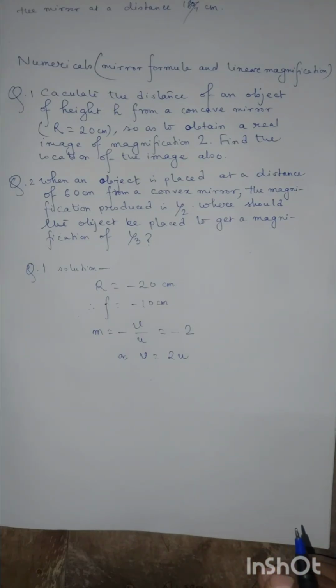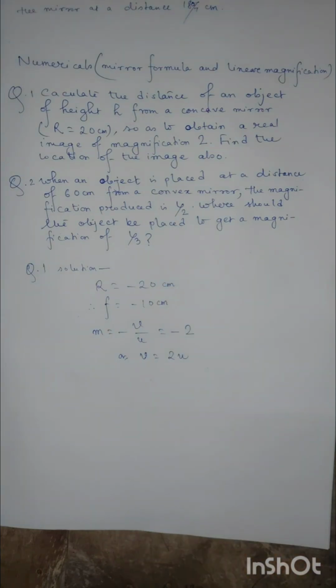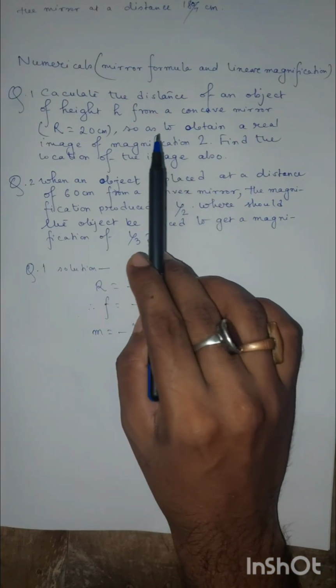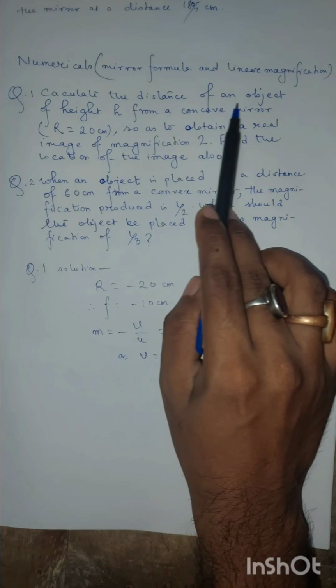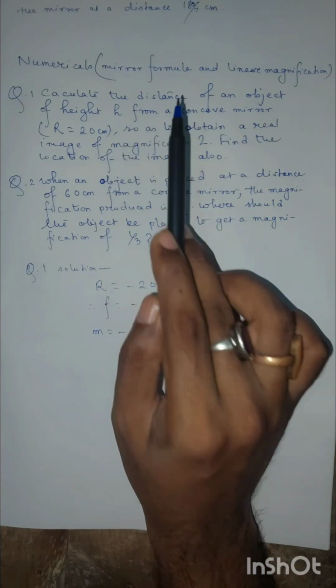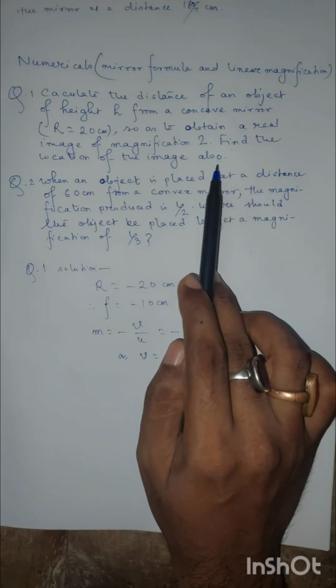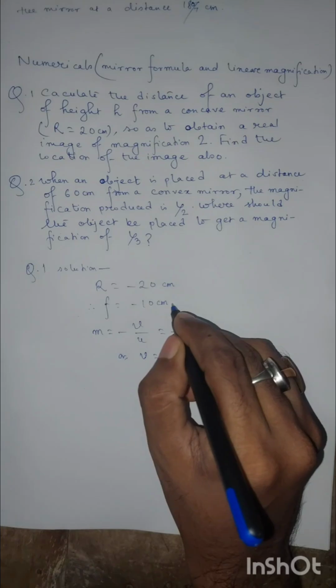Now we need to find the location of the image. So our first question is: calculate the distance of an object. We are going to find the object distance first. After that we are going to find out the image distance. So we have this information.